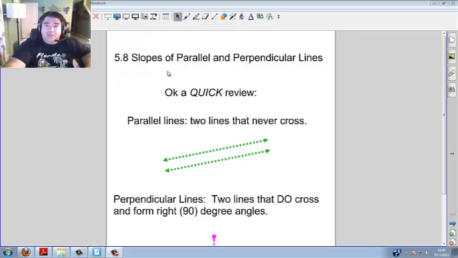Today, 5/8 slopes of parallel and perpendicular lines. Today's going to be a tough one. You'll definitely want to take notes, do the U-tries, turn it in to me for 10 points extra credit.